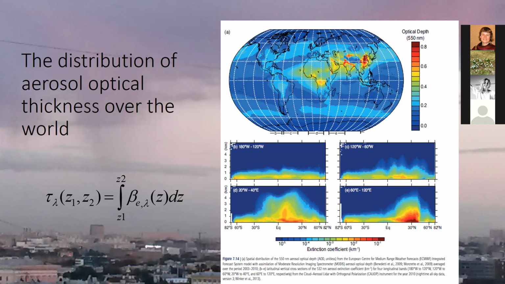Speaking about the global distribution of the aerosol, we will use the metric of the aerosol optical thickness and use the most famous data, both from the satellite measurements, the data of the Moderate Resolution Imaging Spectrometer, and the results of the modeling from the European Center for Medium Range Weather Forecasts. And you see here very noticeable places where we have a very high optical thickness.